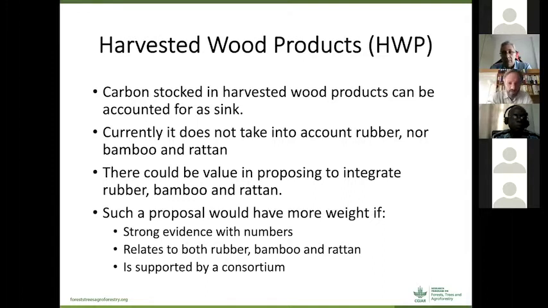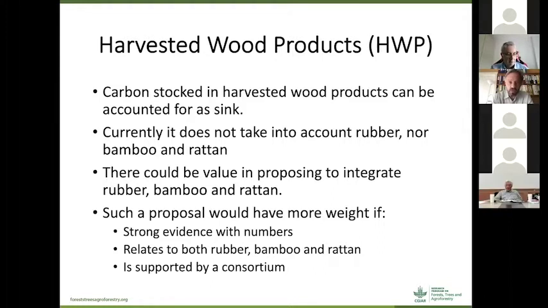Another important potential entry point is harvested wood products, or HWP. Carbon stocked in harvested wood products can be accounted as a sink. Currently, that does not take into account rubber, bamboo, or rattan, and there could be value in proposing to integrate rubber, bamboo, and rattan as harvested wood products. Such a proposal could have more weight if there were strong evidence with numbers, perhaps that rubber does this on its own, but does it jointly with bamboo and rattan, and if some kind of consortium could support that integration.